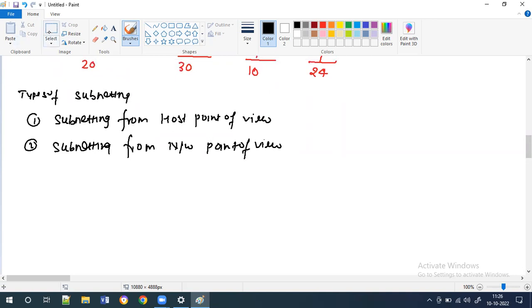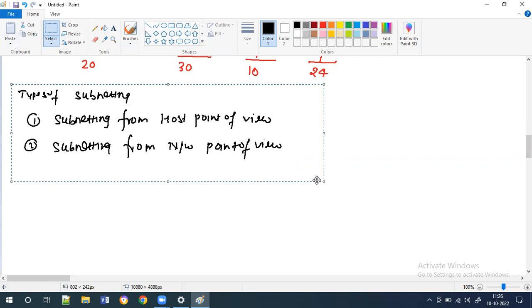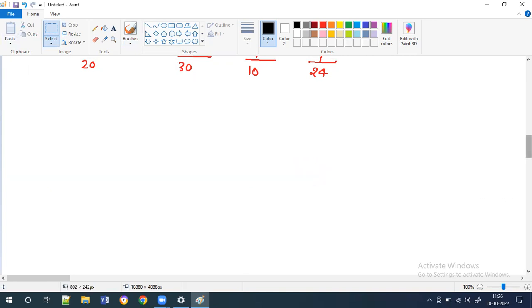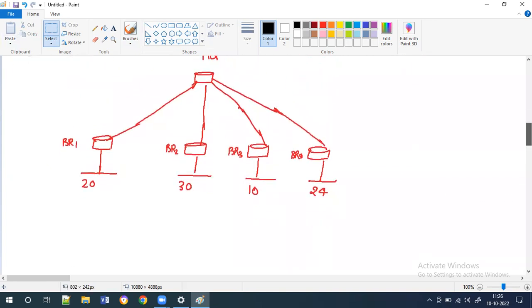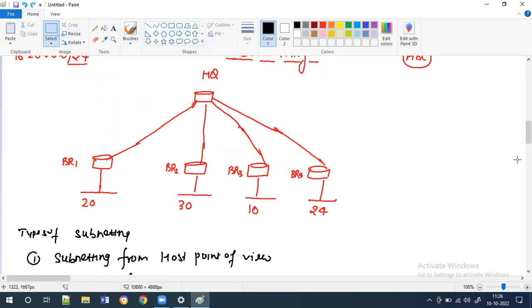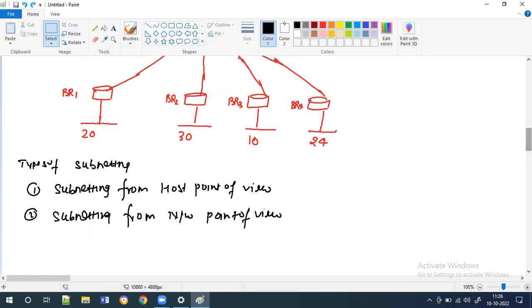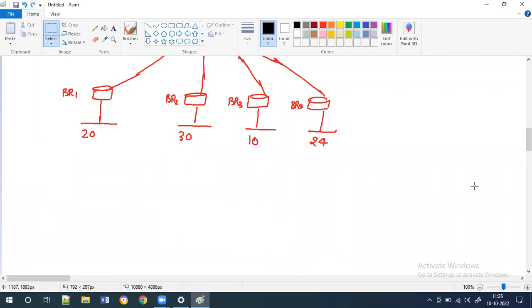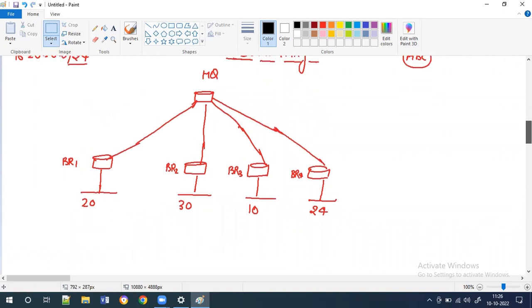So first is subnetting from host point of view. Subnetting from host point of view, and subnetting from network point of view. So let's remove it and let's understand first.